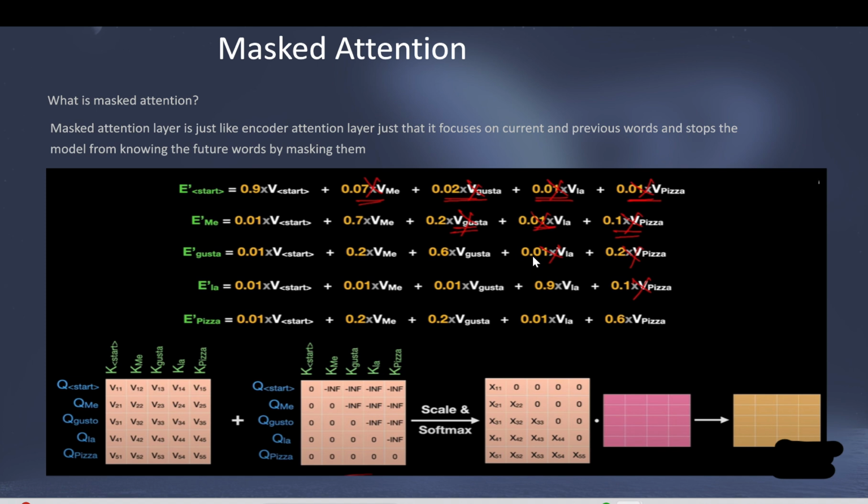That is the masking of the future words, and only the current word and the previous words will be used to change the embedding of this word. Okay, and then this is the value matrix, like this Gusta, and then it will be the output matrix, like here is Gusta, new embedding. That is the masking of attention.